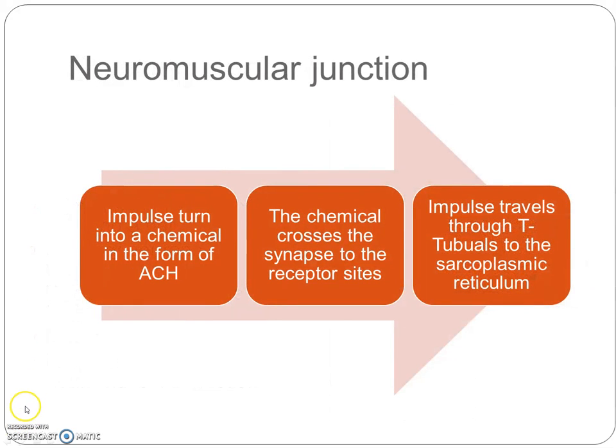Once at the neuromuscular junction, the impulse reaches a gap between the neuromuscular junction and the receptor sites called the synapse. However, the impulse cannot travel this gap in its current form, so to reach the other side, the impulse needs to change into a chemical known as ACH. Because it is now a chemical, it can travel across the synapse to the receptor sites on the other side. Once at the receptor sites, the impulse travels down the T tubules to eventually reach the sarcoplasmic reticulum, which is where the calcium ions are stored for the sliding filament theory.